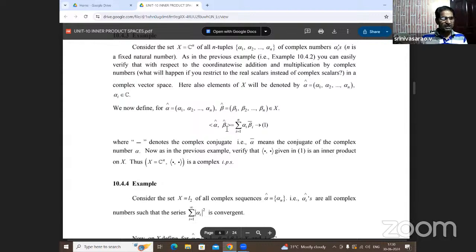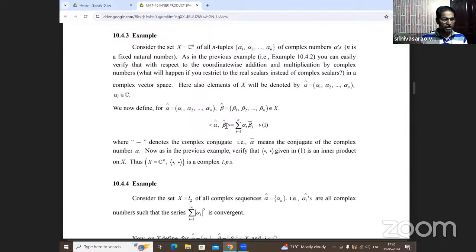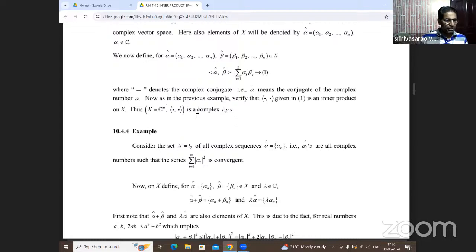That's why we denote the second vector with a bar, which indicates the conjugate, so that it is simply read as conjugate symmetry. Now here, X equal to n-tuples of complex numbers under the inner product is also a complex inner product space. This is called unitary space.